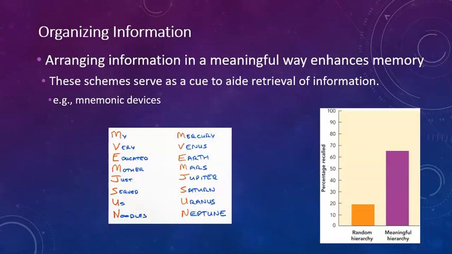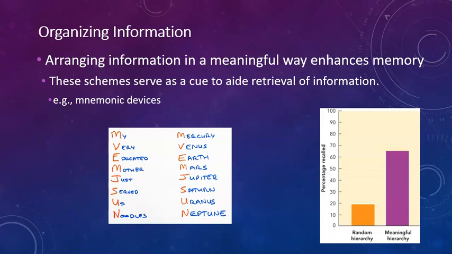Now, we can also organize information to help with the encoding as well. And so when we organize information, what we're doing is we're arranging the information into a meaningful way. In other words, we're taking information and making sure that we're using semantic processing rather than just structural. So there's a lot of different schemes we can do to help this. And these schemes help to serve as a cue when it's time to retrieve information as well.